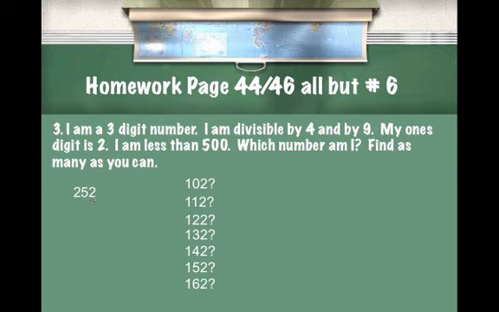The next one that you could find, 432. Again, 32 is divisible by 4, and 4 plus 3 plus 2 equals 9, which is a multiple of 9, therefore it's divisible by 9.